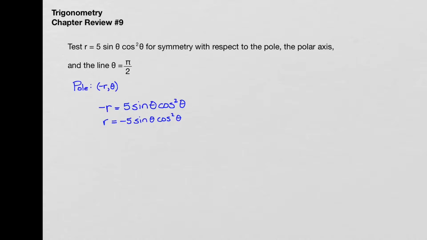There's no way to turn this into a positive 5 sine theta cosine squared theta. So there's no way for that negative sign to just disappear. And so therefore we'd have to say that the test is inconclusive. I don't know for certain that this is not symmetric with respect to the pole. So inconclusive. Let's check the next thing.